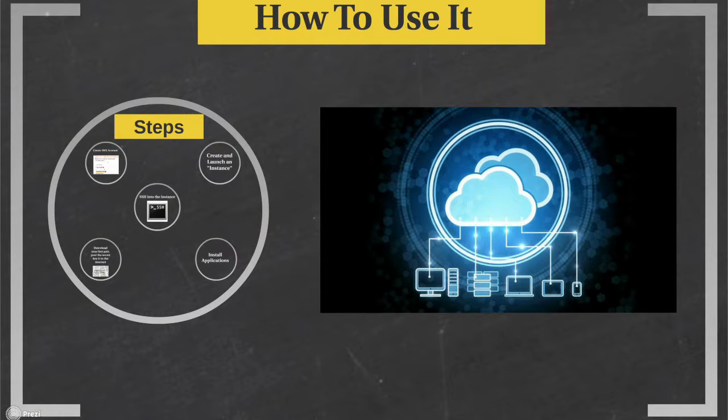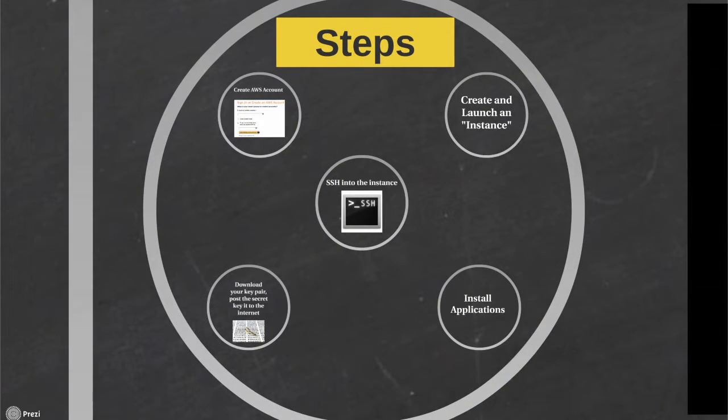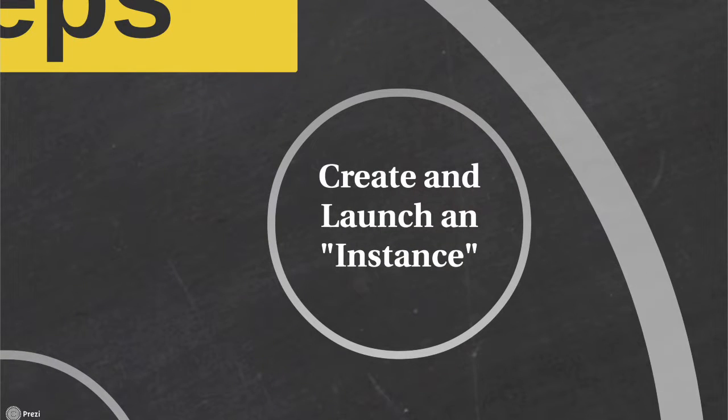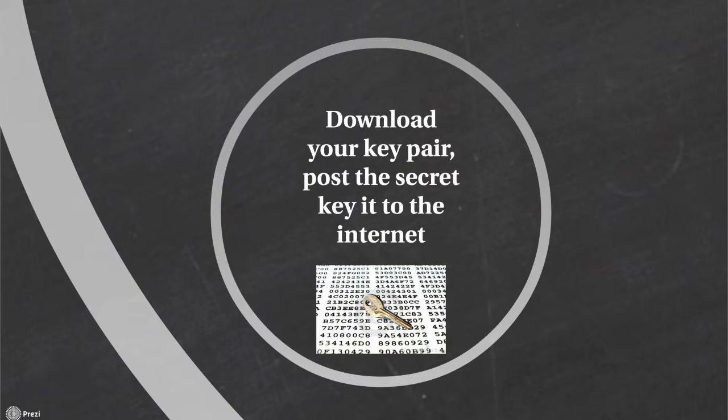Well, you've all done that or will do it during Lab 8. So first, we're going to create an Amazon Web Services account. And then what we're going to do is create and launch what they call an instance. Next, you'll download your key pair that's generated. And be sure to post your secret key on GitHub or somewhere else that I can access it and spin up an instance under your account.